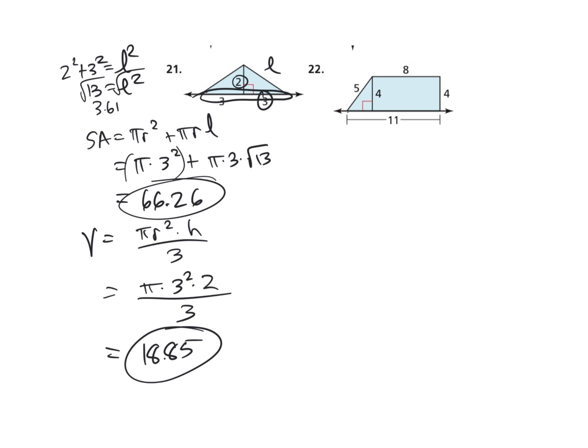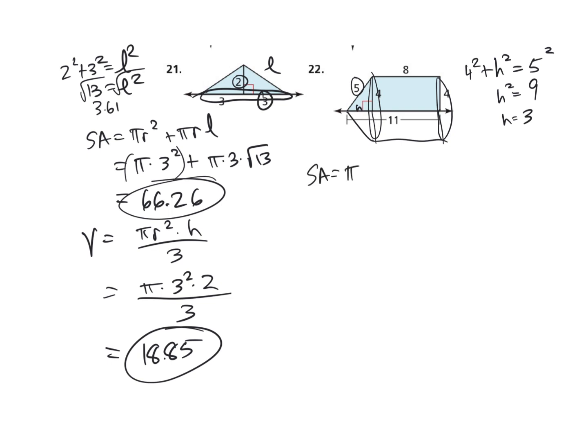And then on number 22, you're going to have a composite that you're going to have to draw. So you've got a cylinder and then you've got a cone. So first, there's two problems in one. Let's do the cone. Again, you have the slant height, but you don't have the height. So to get the h, it's 4 squared plus the height squared equals your slant squared. So h squared equals 25 minus 16, or 9. So h is 3. So the surface area of a cone is pi r squared, pi times 4 squared, plus pi times 4 times the slant.